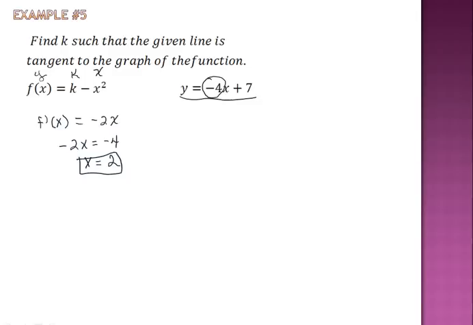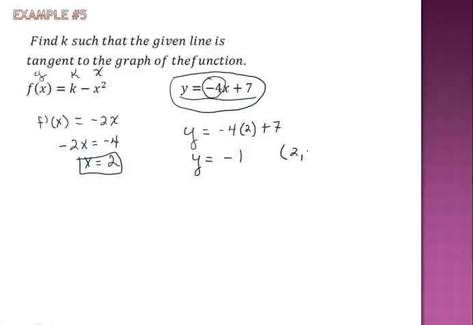Okay, so I also need to know y so that I can find k. Well, I have this relationship in the tangent line, because remember, the tangent line shares the exact point on the graph where it's tangent to, so that x and y are the same. So I have y is equal to negative 4, plug in my 2 for x, plus 7. So y is equal to negative 8 plus 7, which is negative 1. So my coordinate 2, negative 1 is going to help me find k.